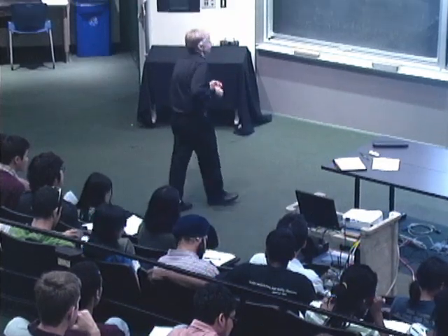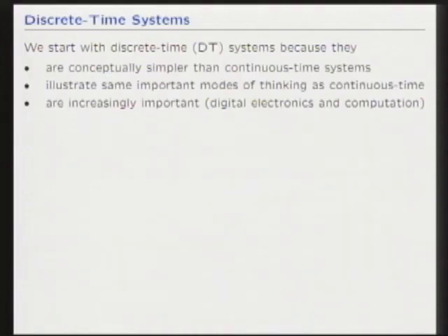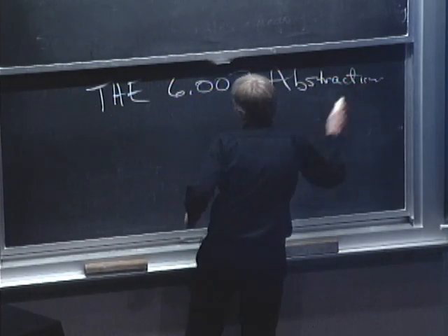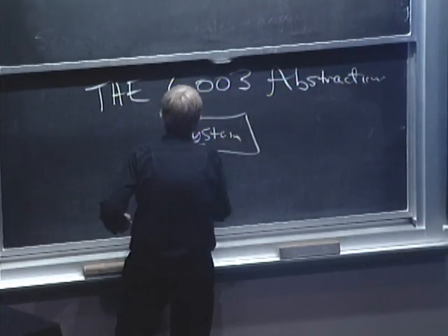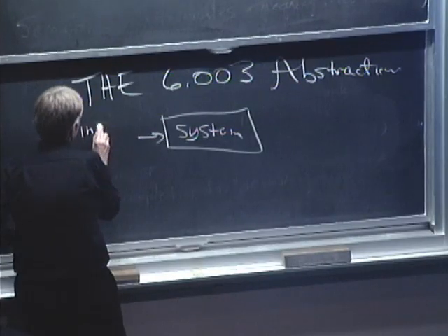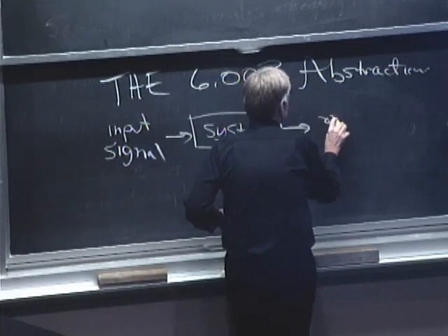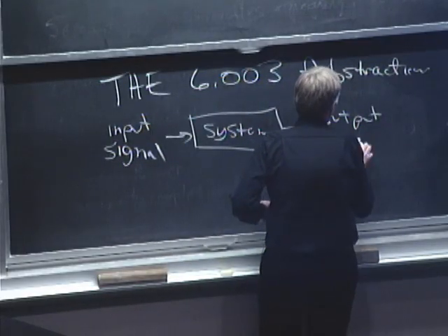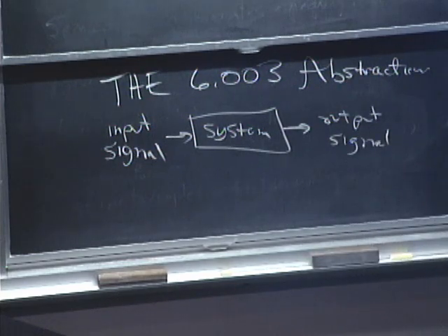Okay, let's go on and talk about 6.003. What I want to do today, well, last time I introduced what I call the 6.003 abstraction, which is the idea that we represent a system, whatever it is, by the way it transforms an input signal to an output signal. The goal for today is to start to develop machinery that takes advantage of that representation.